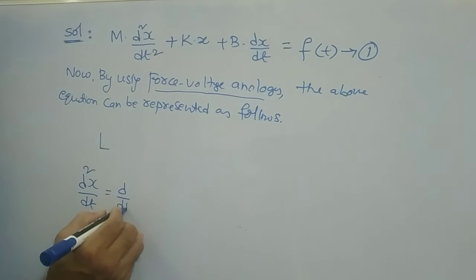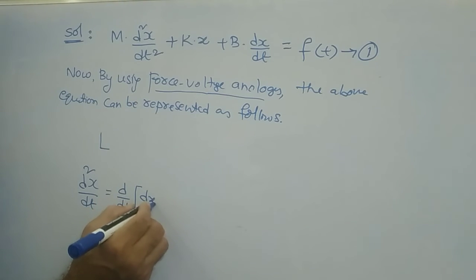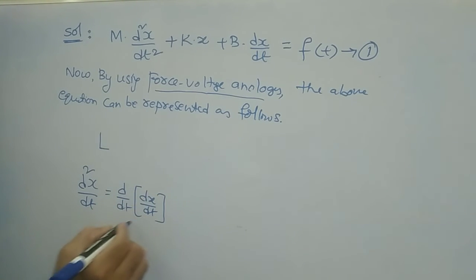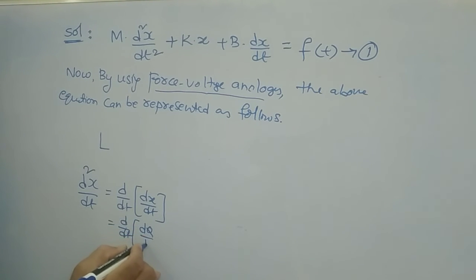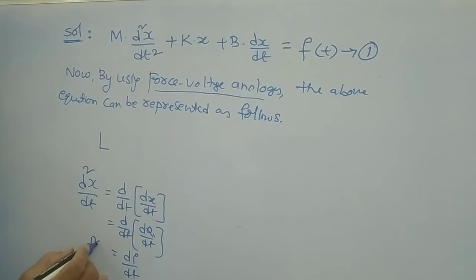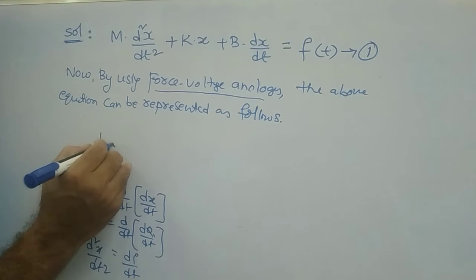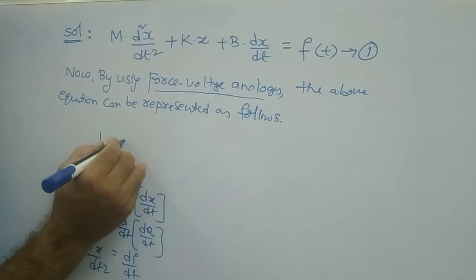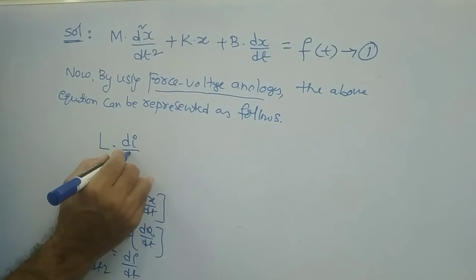It is d by dt of dx by dt. Like that you can write, no? Clear? So your d by dt of dx by dt is further dq by dt, your charge. dq by dt is equal to what? I know, that is why di by dt. Let us recall my previous work. So d square x by dt square you can write as di by dt. Therefore here I can say d square x by dt square can be written as di by dt.